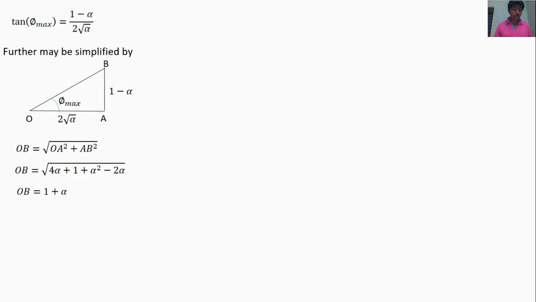So OB is equal to 1 plus alpha, the hypotenuse side. So sin phi max is equal to opposite by hypotenuse. The opposite side is 1 minus alpha, and the hypotenuse is 1 plus alpha. This is another equation. This is the maximum phase angle provided by the compensator.